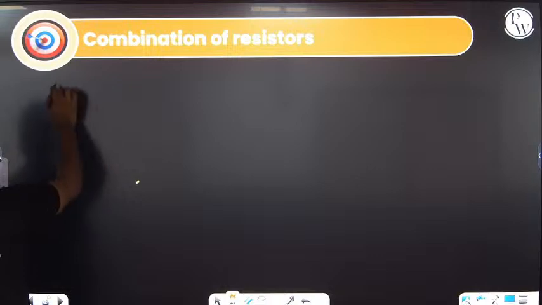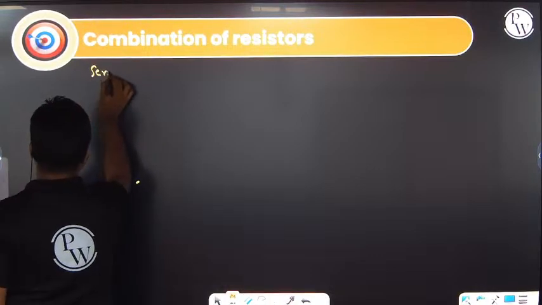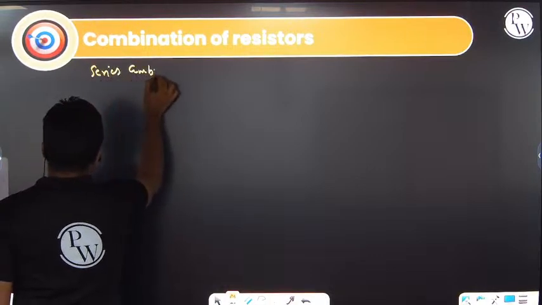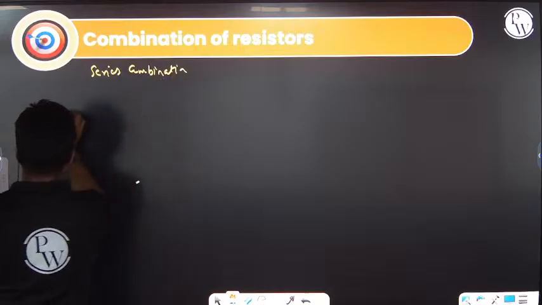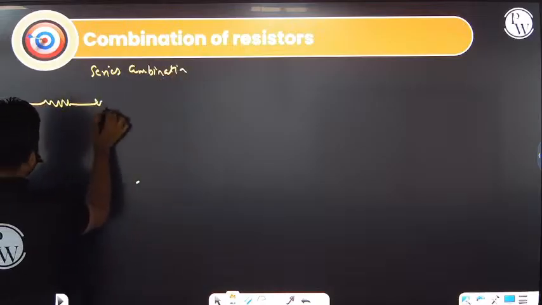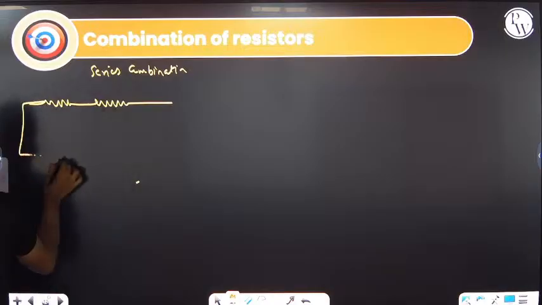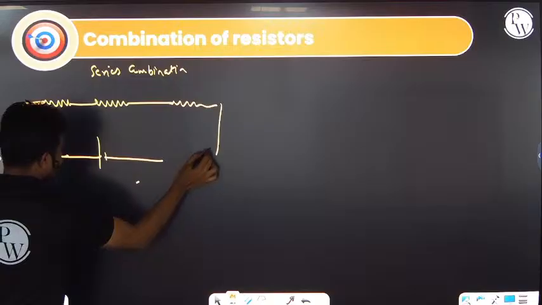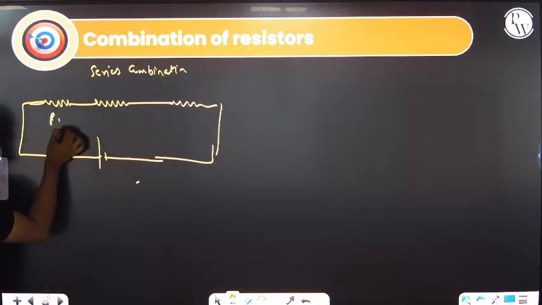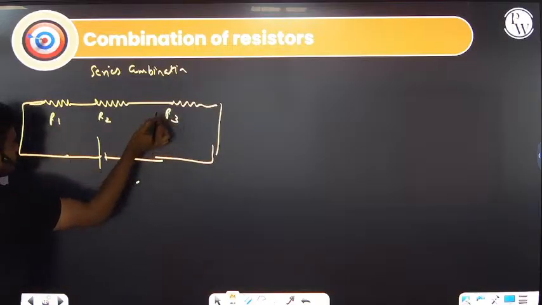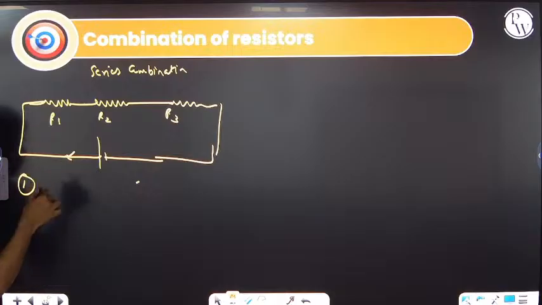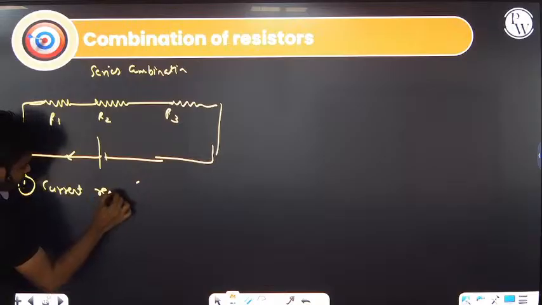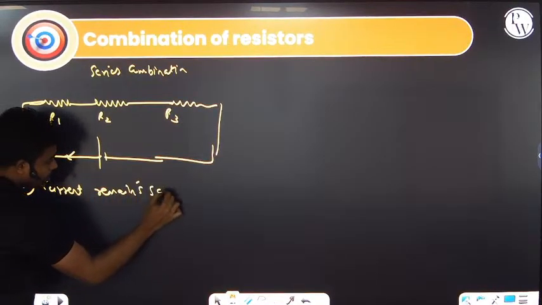If you combine the resistors, the first one is the series combination. In a series combination, resistance R1, after that one more resistance R2, and here one more resistance R3 are connected like this. The first point you should keep in mind is that the current remains the same. Remember this: current remains the same across each resistance in series combination.